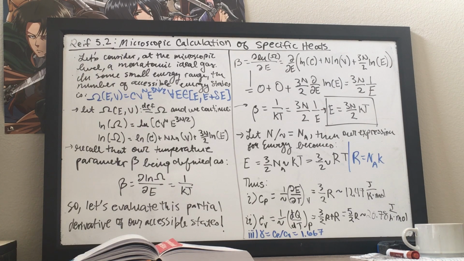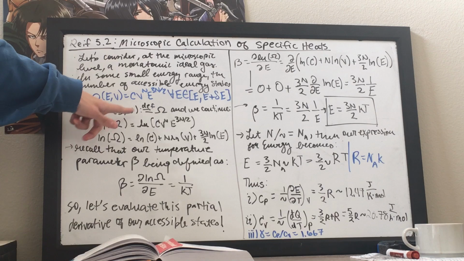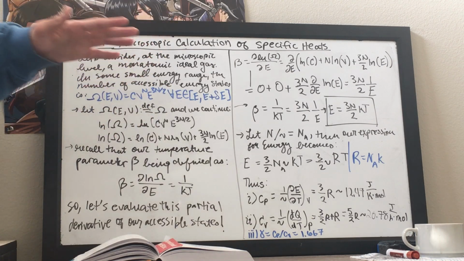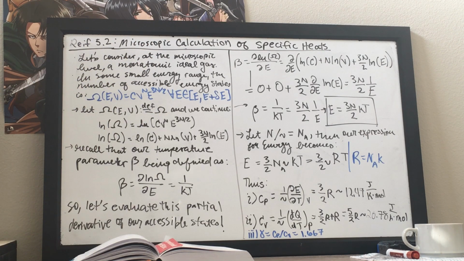Now, for clarification of the shorthand, I'm letting this function omega of E, V just be written as omega, and then we continue to evaluate its natural logarithm, as has been the standard practice when dealing with the number of available states, because it makes things much more slowly varying. We take the natural logarithm on both sides of our equation, and we can use simple properties of the natural logarithm to split up the right-hand side into 3 separate terms, right? We have the natural logarithm of our constant, N times the natural logarithm of our volume, and 3/2 N times the natural logarithm of E.